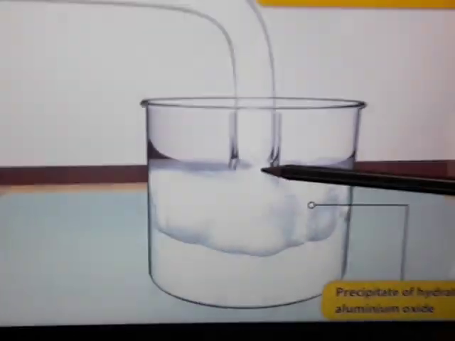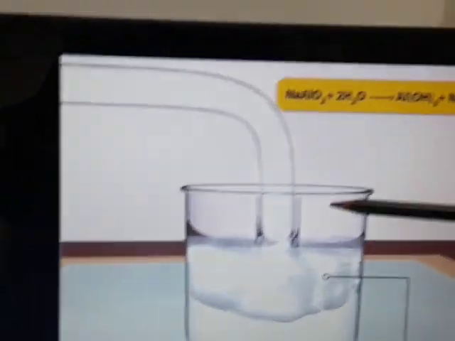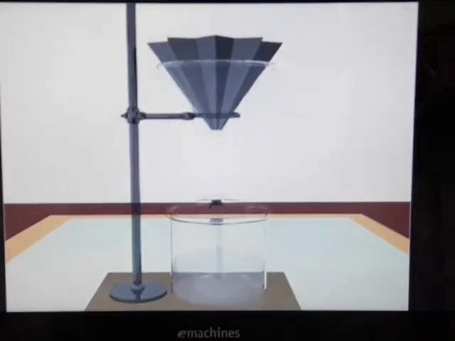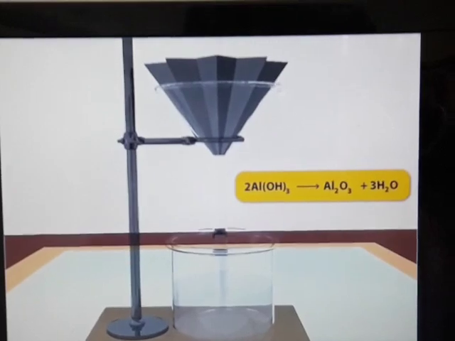See here children, and now carbon dioxide will be bubbled in it, and therefore the aluminium hydroxide will be separated. The precipitate we will get will be collected over this filter paper, and it will be filtered away.